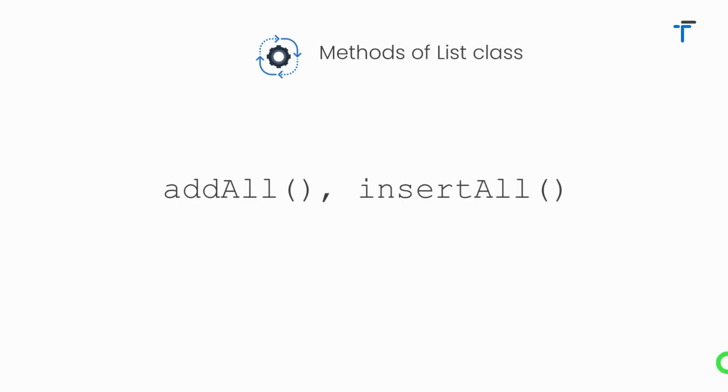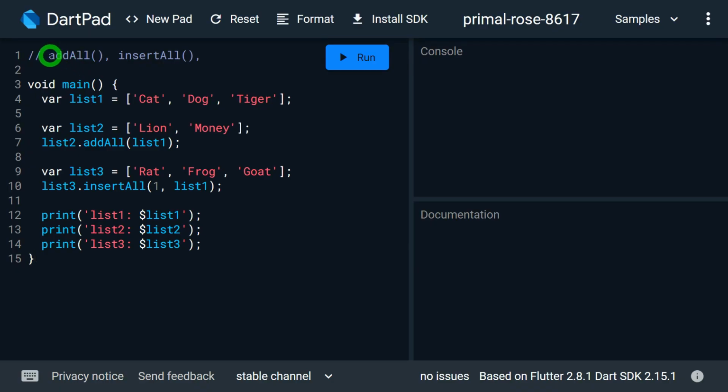Let's talk about addAll and insertAll methods. As the name suggests, the addAll method is used to add all elements of one list into another list, and insertAll is used to insert all elements of a given list into another list at a specific index. Let's look at this example.